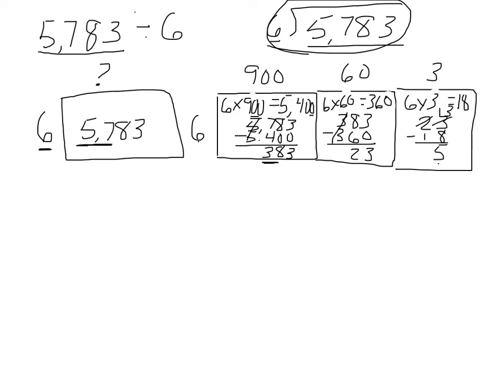Now, I can't take 5 things and put them into 6 groups. So this I know is going to be a remainder. I'm just going to put an R next to it so I remember that. But this is written in expanded form right now, so I need to add these 3 numbers together. And this is pretty simple. I have 9 hundreds, I have 6 tens, and I have 3 ones. So my answer is going to be 963 with a remainder of 5.